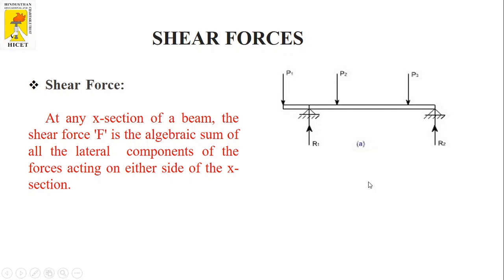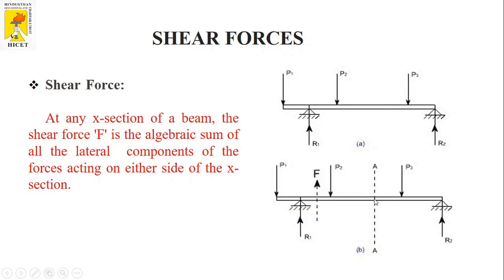So here P1, P2, P3 are the 3 point loads acting on a beam. So in this beam, if you want to find the shear force at a section AA, you can consider the algebraic sum of the forces acting on the right side of the section AA, or the algebraic sum of the forces acting on the left side of the section AA.